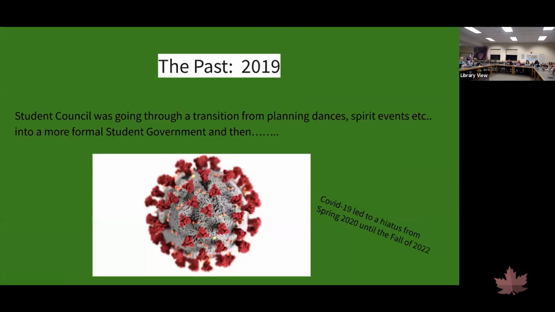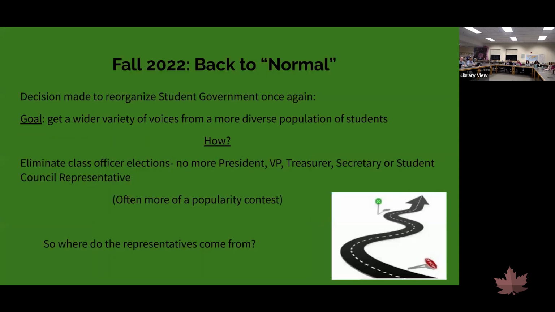All right, so basically in the past, student government was going through a transition from planning dances, spirit events, stuff like that, into a more formal student government. But then COVID-19 sort of shut it down for the past 2 years. How we've tried to get this back to normal is we recognize that we wanted to bring back student government once again. We thought it was a useful thing to bring back.